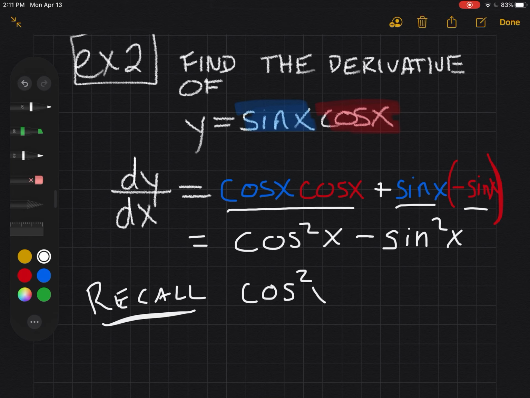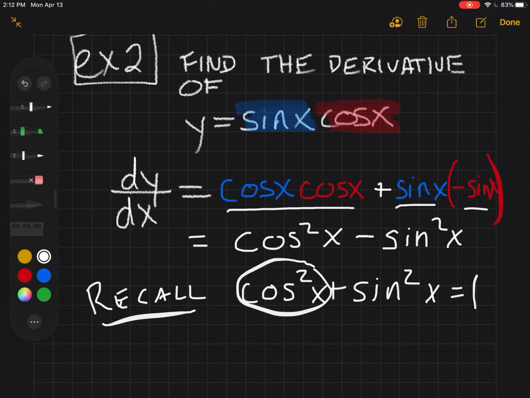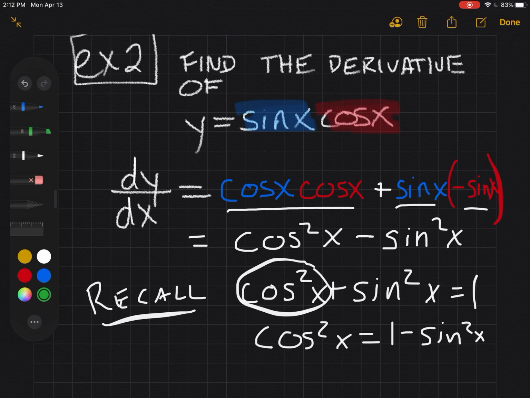I'm trying to think if there's anything fancy I can do with my Pythagorean identity here. So recall, we have this information from our trig classes. The cosine squared of x plus sine squared of x is equal to 1. So then let's go ahead and solve for cosine squared x and see if we can do anything cool with simplification. So cosine squared of x would be equal to 1 minus sine squared of x.